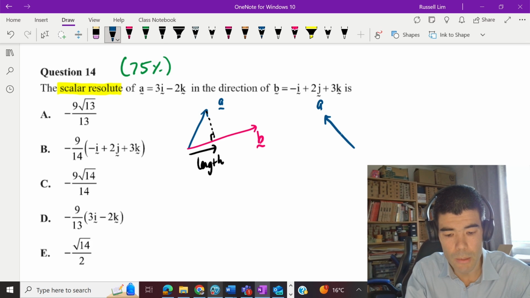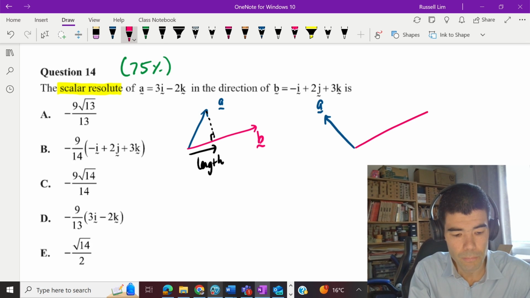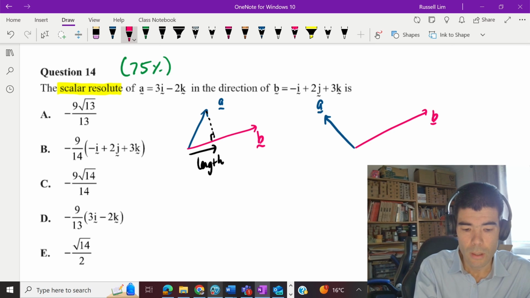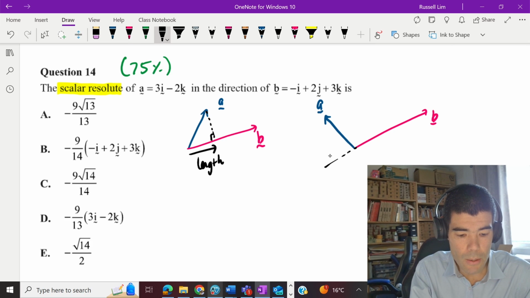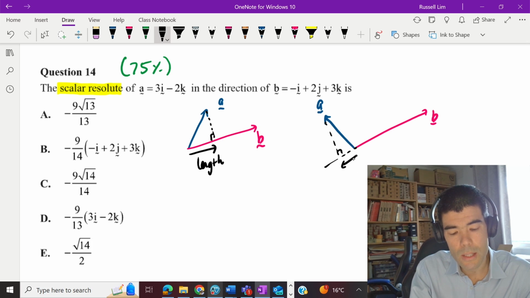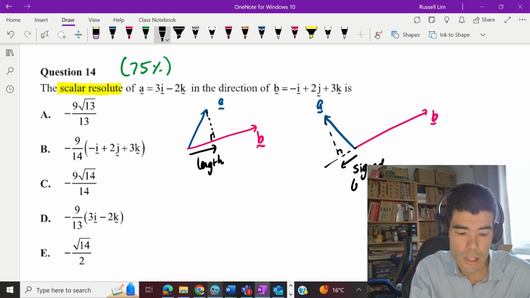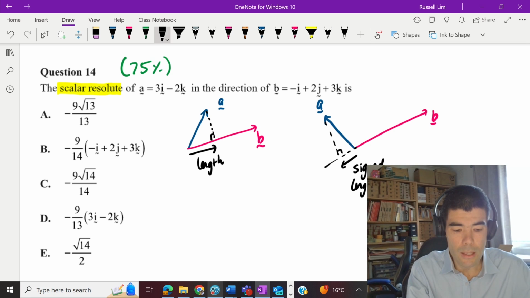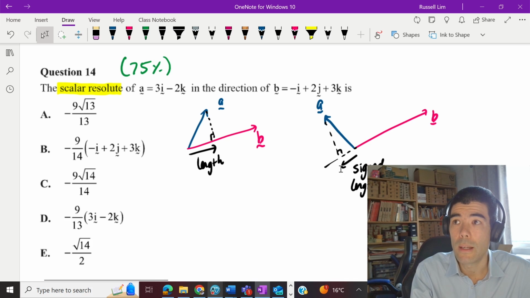So let me just redraw this. If we have this case, we project A onto B, it's actually being projected in the other direction. So this scalar resolute here would be negative. It's not really a length, but we can call it a signed length. And that would be our scalar resolute in this case.